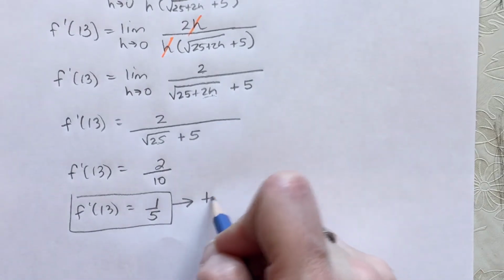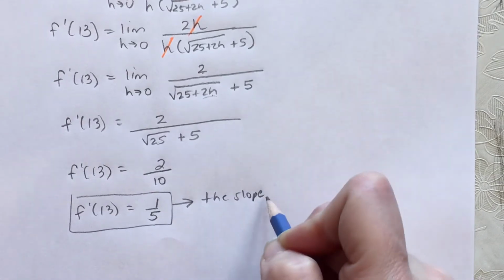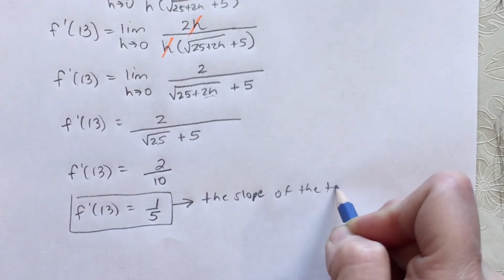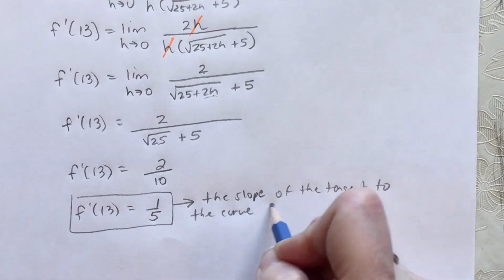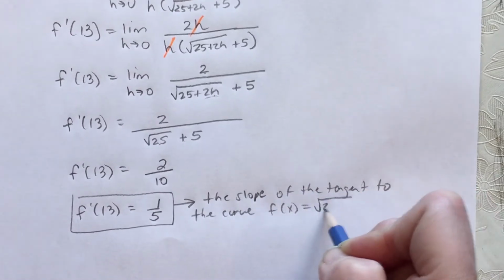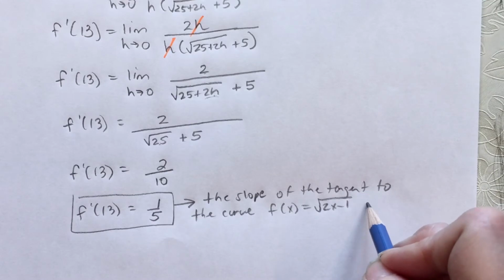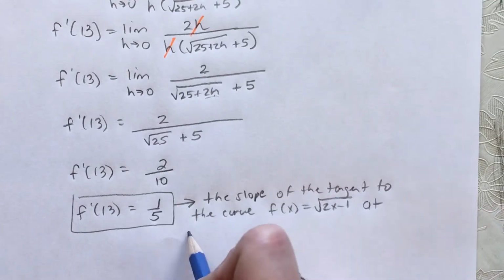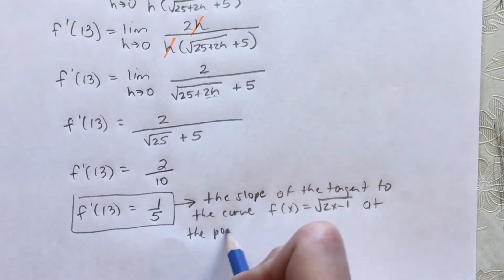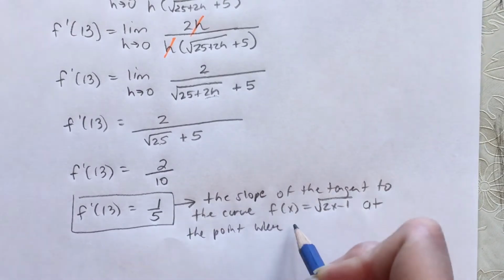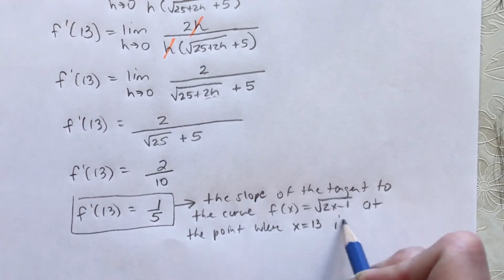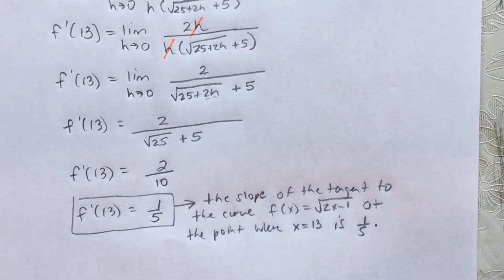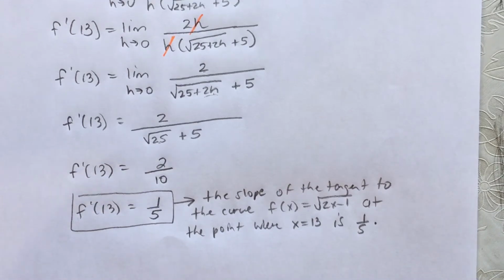So we just determined that the slope of the tangent to the curve f at x equals the square root of 2x minus 1 at the point where x is equal to 13. So the slope of the tangent to that curve when x is 13 is 1/5. And so we've found it and explained its meaning.